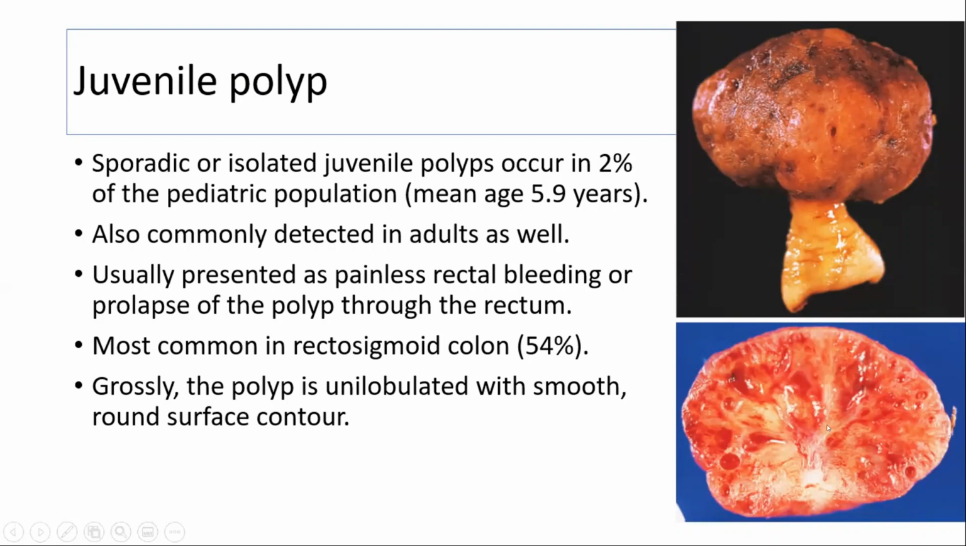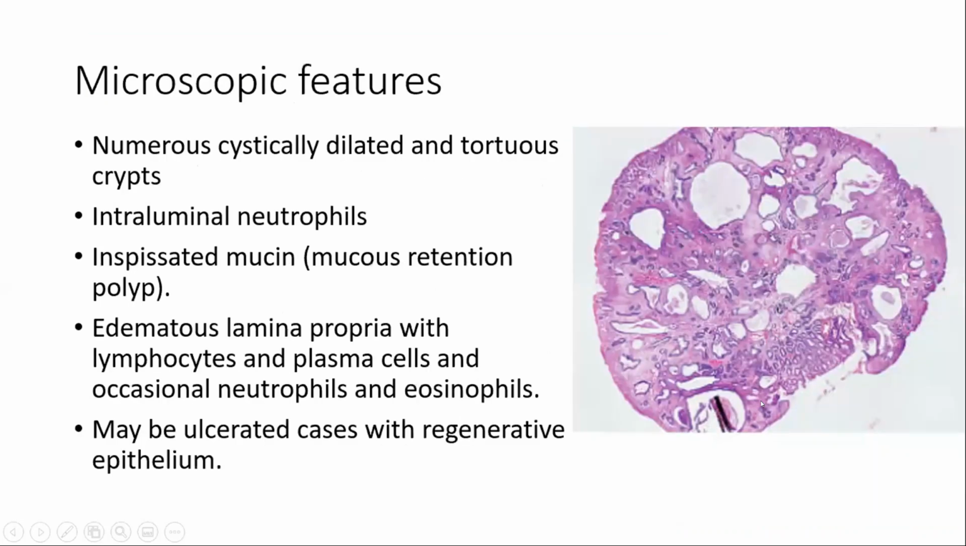On cut section, you can see a cystically dilated appearance, like a mucous retention cyst or retention polyp. So microscopically, what do we see? Cystically dilated, tortuous crypts. Usual crypts are small like this, but in juvenile polyp they are cystically dilated, and there is inspissated mucin within the crypts. That's why it was also termed mucus retention polyp before.